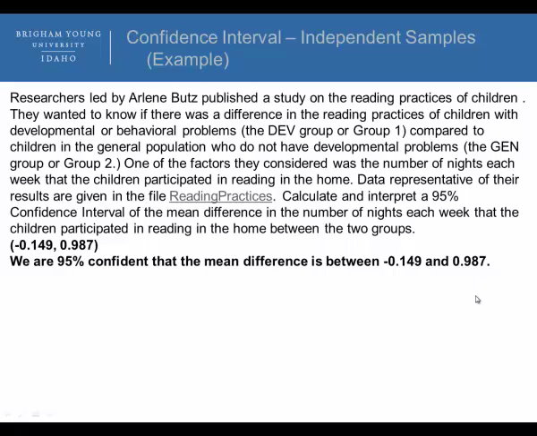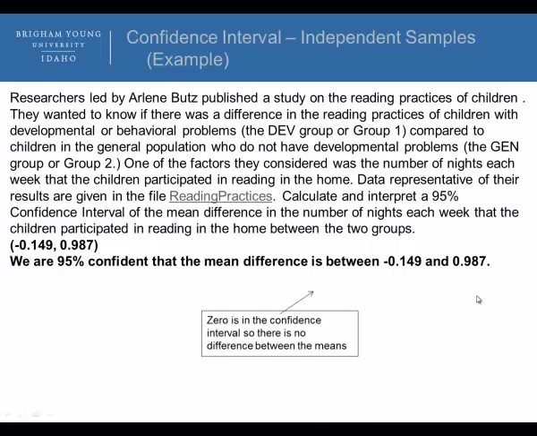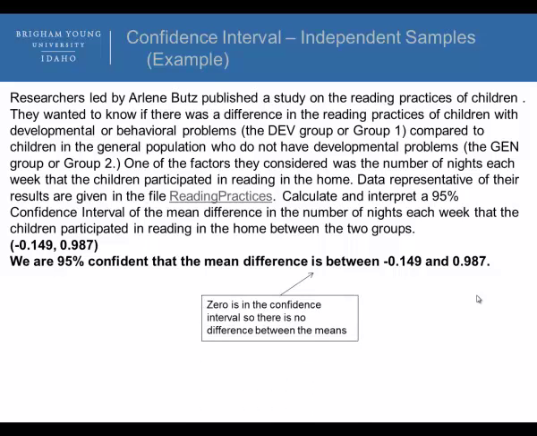So is there a difference? Can we tell if there's a difference between the two groups using the 95% confidence interval? Well, since 0 is in the confidence interval, we cannot tell if there's a difference between the two means. Because if we're taking group 1 minus group 2, it looks like a lean towards group 2.